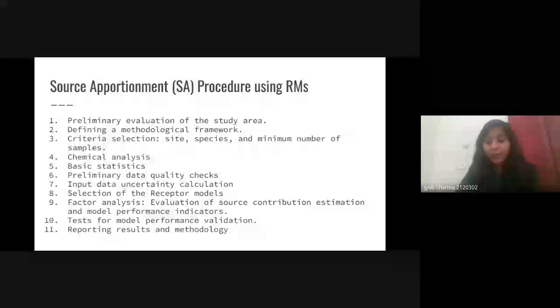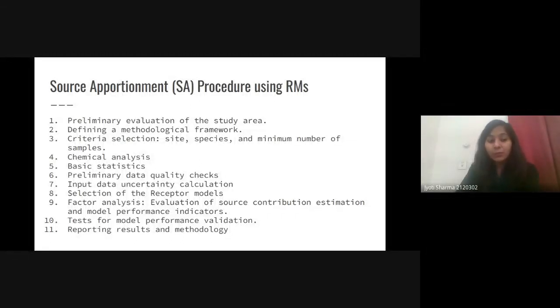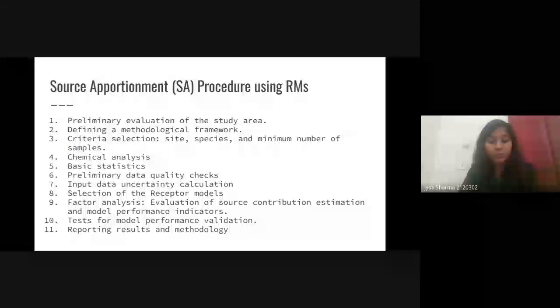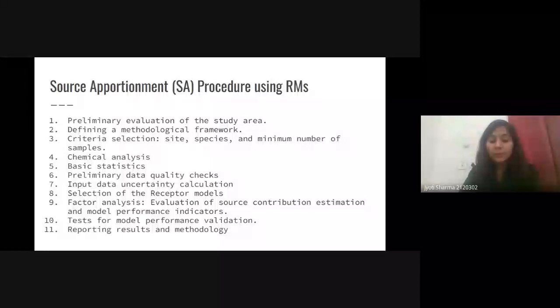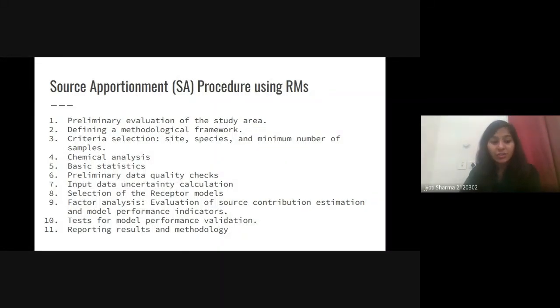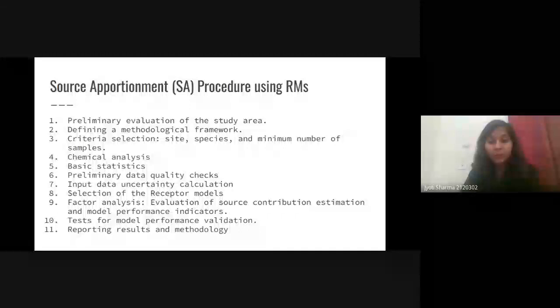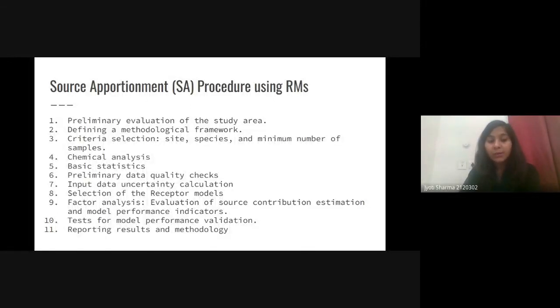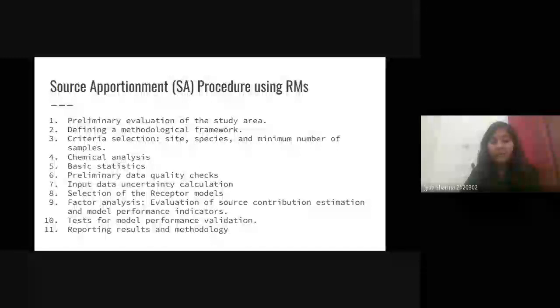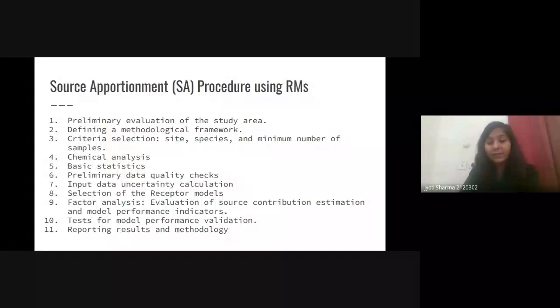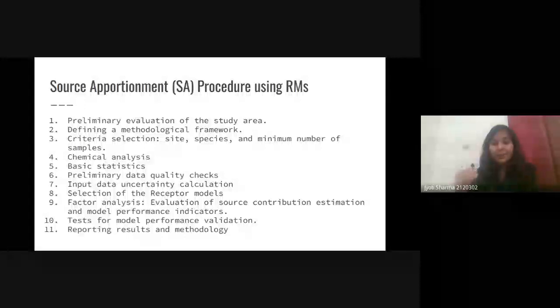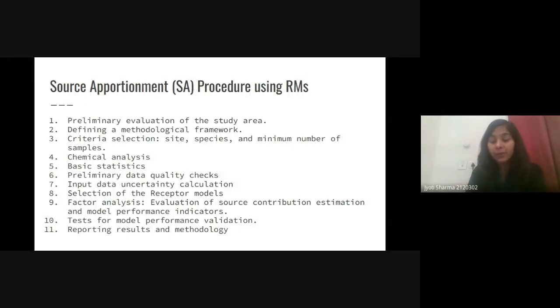Then how you will conduct the chemical analysis. Then what basic statistics you will use. Then the preliminary data quality check. Then input data uncertainty calculation, and selection of the receptor model: what type of receptor model you will take into consideration based on your methodology. Then factor analysis, where you will test whether your model gave you the correct information or not, and then you will report your result. So these are 11 steps for conducting source apportionment using receptor models.